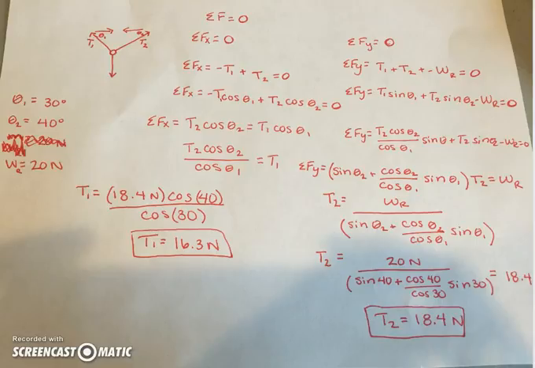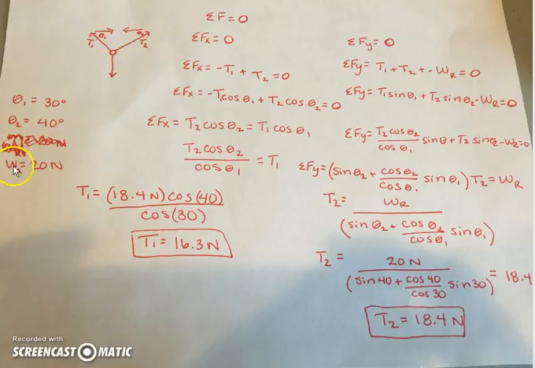This is my Forces Reassessment, and the problem I chose was: find the tension in strings 1 and 2 supporting a 20 Newton rock hanging from the ceiling. Strings 1 and 2 make angles of 30 degrees and 40 degrees with the ceiling respectively. So our theta 1 angle is 30 degrees, theta 2 is 40 degrees. This is string 1 and that's string 2. This is the rock and that's gravity pulling down on it.